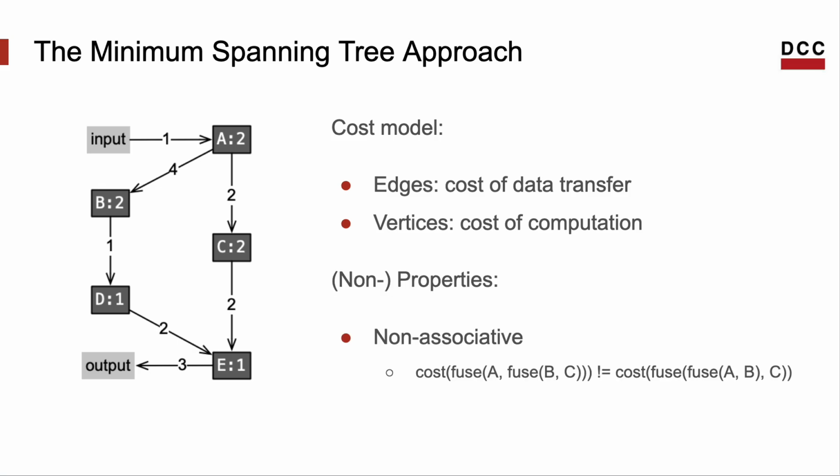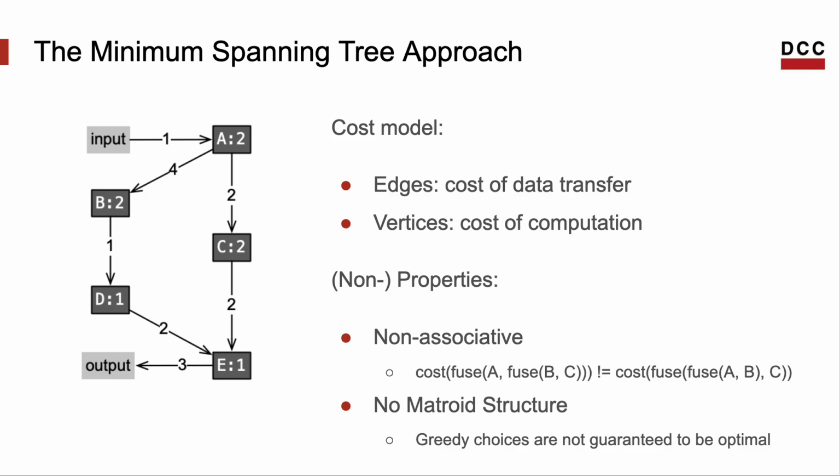There are some properties, or rather anti-properties, that we have here. First, fusion is non-associative. If I fuse A with B and then fuse the corresponding node with C, or if I fuse B with C and then fuse that node with A, that doesn't give us the same cost; it's not guaranteed to. Essentially the cost is derived from code, and the compiler may generate code in different ways for those combinations. And there is not really a matroid structure, meaning that we can't use local decisions to find the optimal solution to the fusion problem. So a greedy algorithm wouldn't work in this case.